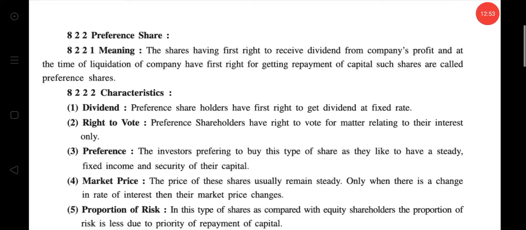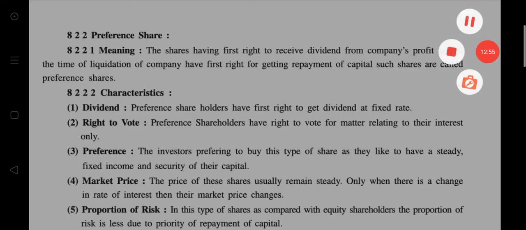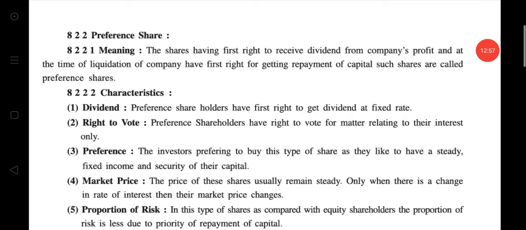The name itself is such, preference share. So now we read from the textbook. The shares having a first right to receive a dividend from a company's profit and, at the time of liquidation of the company, having a first right for getting repayment of capital, such shares are called preference shares. Underline the meaning or definition. Both are the same.